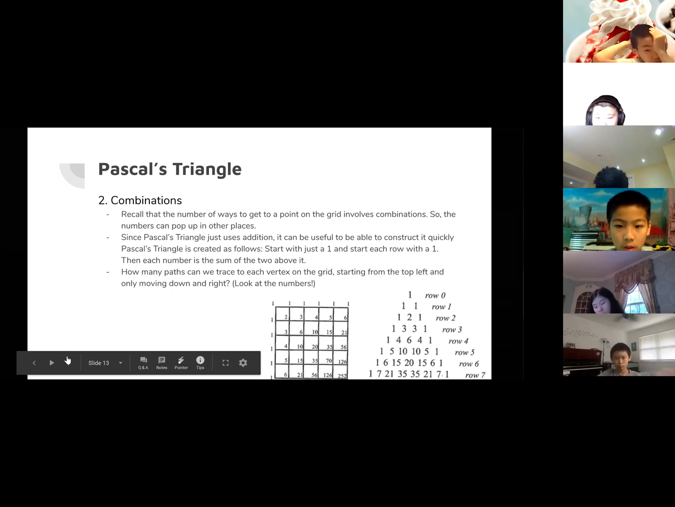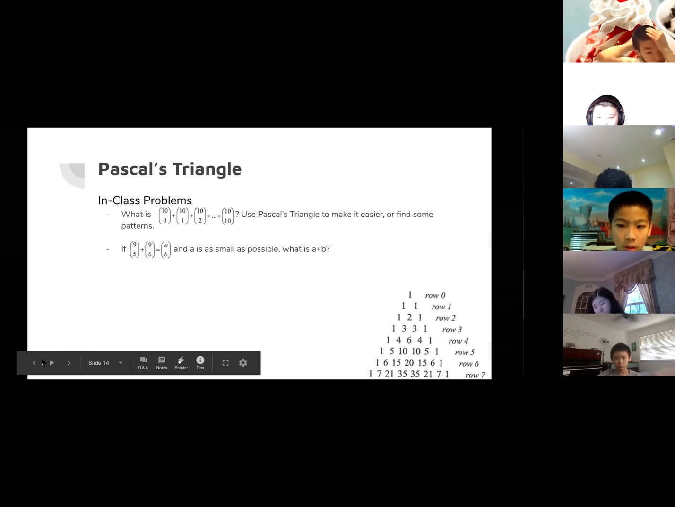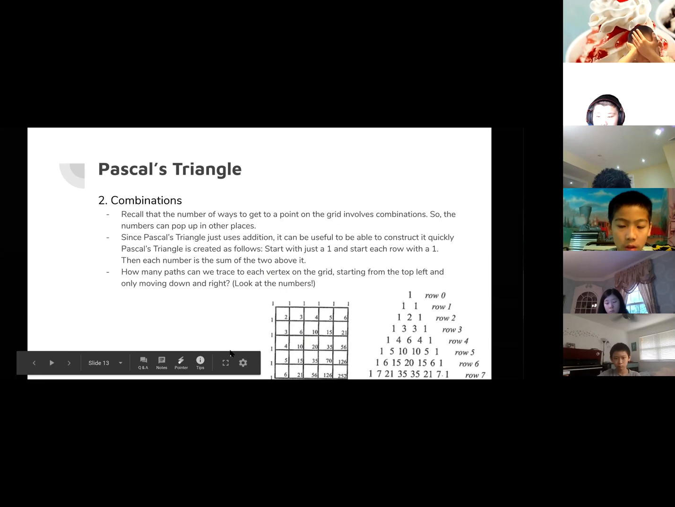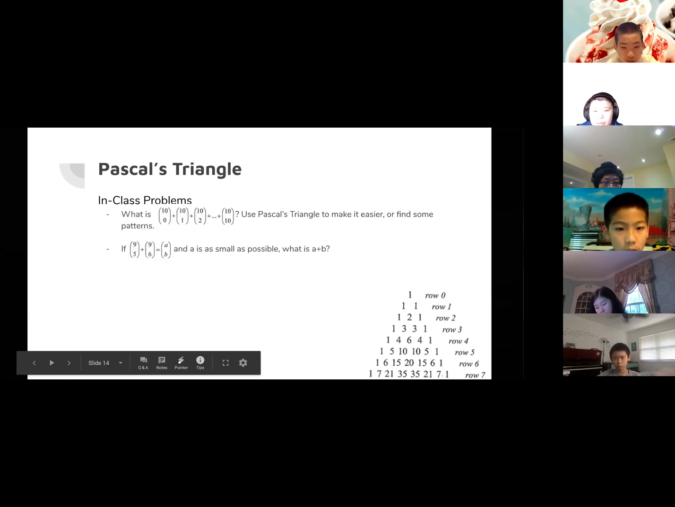Because again, it's created as follows: 1 and then 1 and then the sum of the two above it. That's how Pascal's triangle works, and again, this is the same as combinations. So do you have to memorize it? No, you don't. You don't have to memorize Pascal's triangle at all because it's very easy to construct.